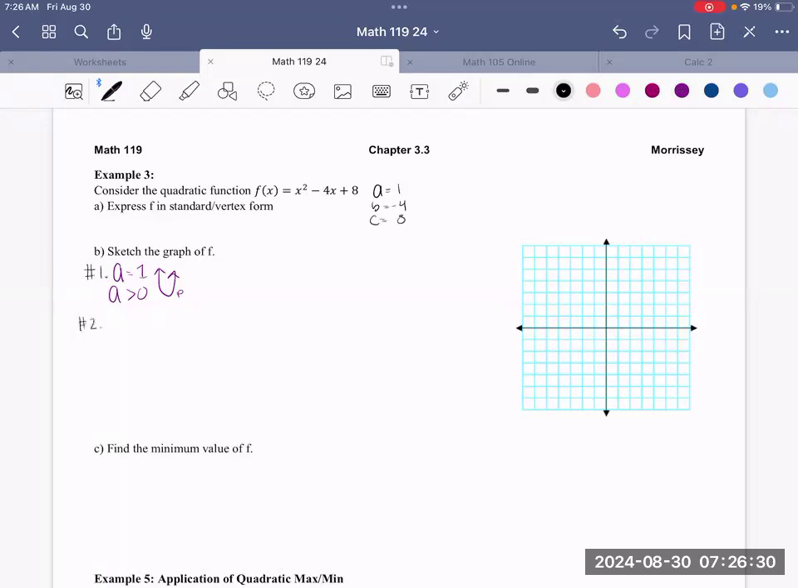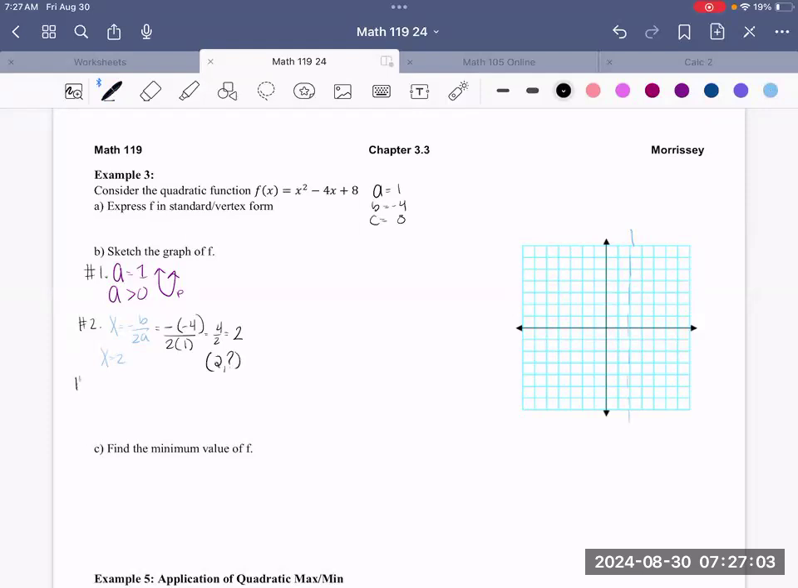Step 2, let's go ahead and find your vertex. X is equal to -b over 2a. So you have negative times b, which is a -4, times 2 times a being 1. So we have 4 over 2, which means x is 2. So your axis of symmetry here is x = 2.